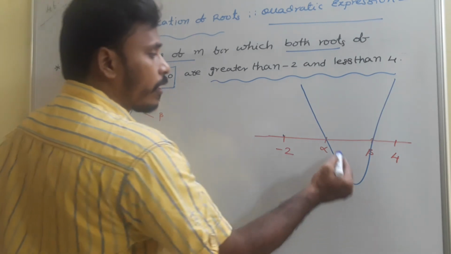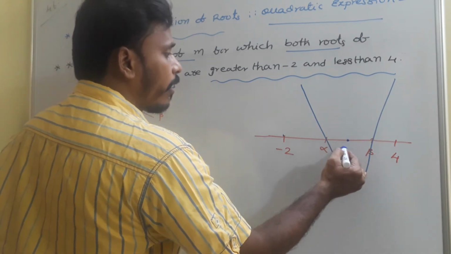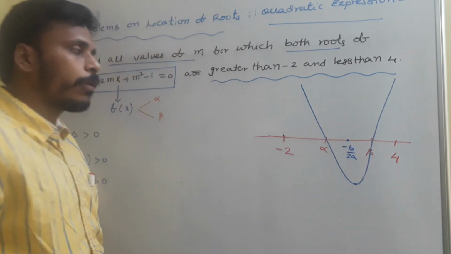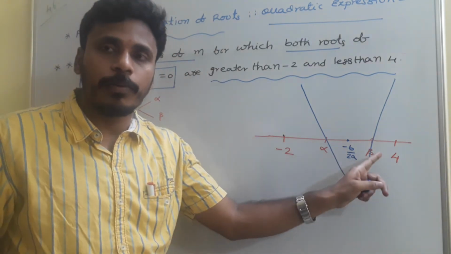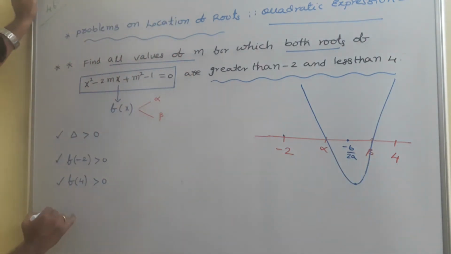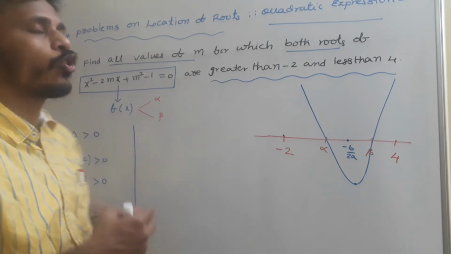And one more thing, in between alpha and beta, we have that minus b by 2a point, the minima point. That minima point is in between alpha and beta, and is in between minus 2 and 4 also. Another restriction is minus 2 less than minus b by 2a less than 4. These are different conditions, or you may say restrictions, which we need to check.